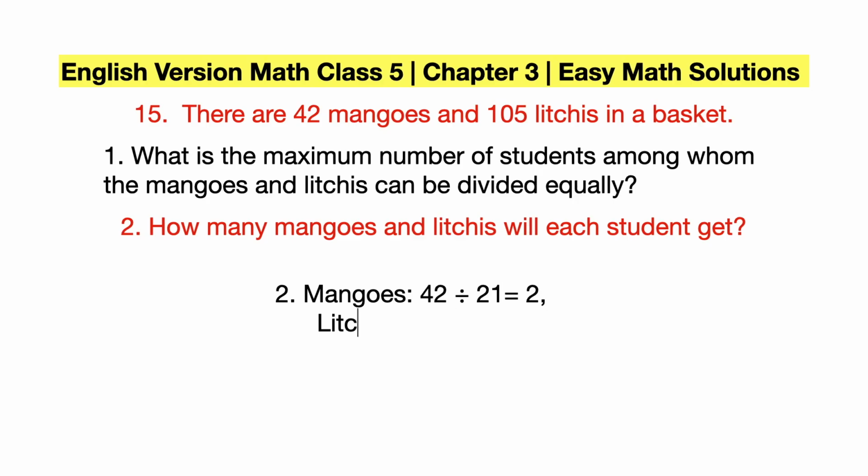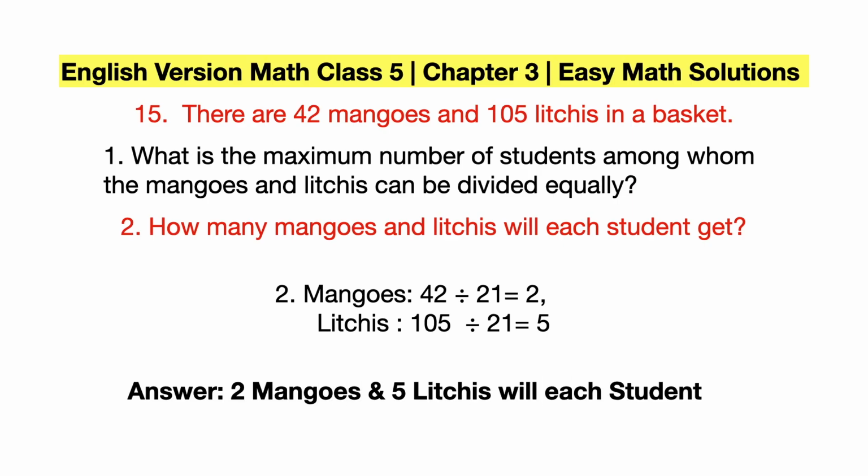42 mangoes, 21 students: 42 divided by 21 is 2 mangoes, and 105 lychees divided by 21 students is 5. Answer: 2 mangoes and 5 lychees will each student get.